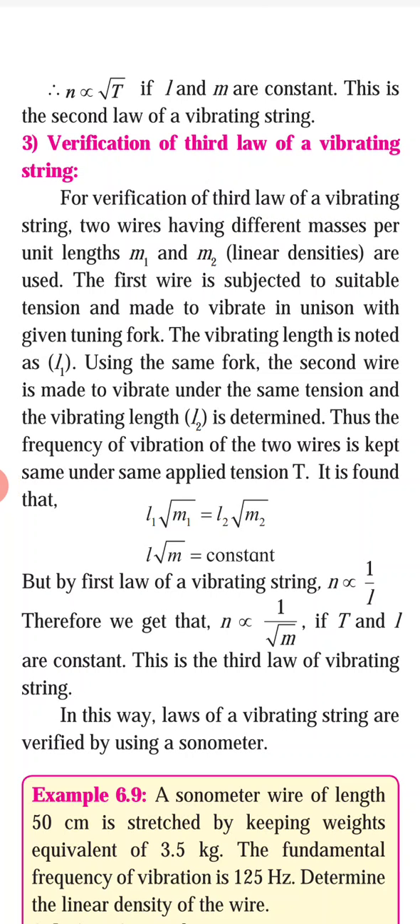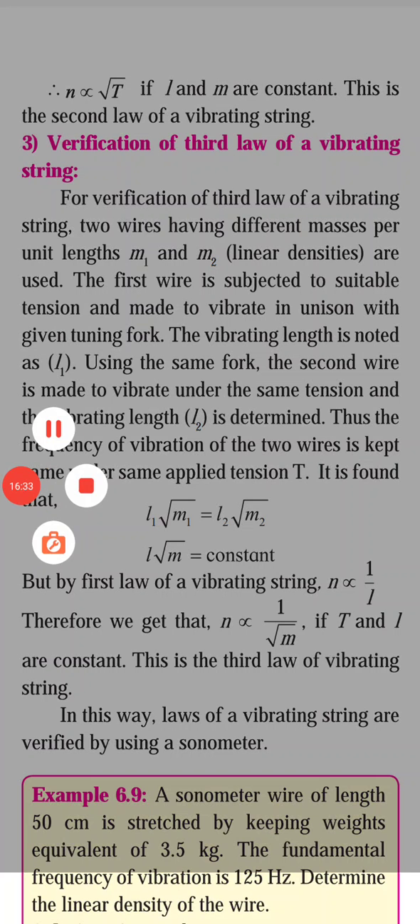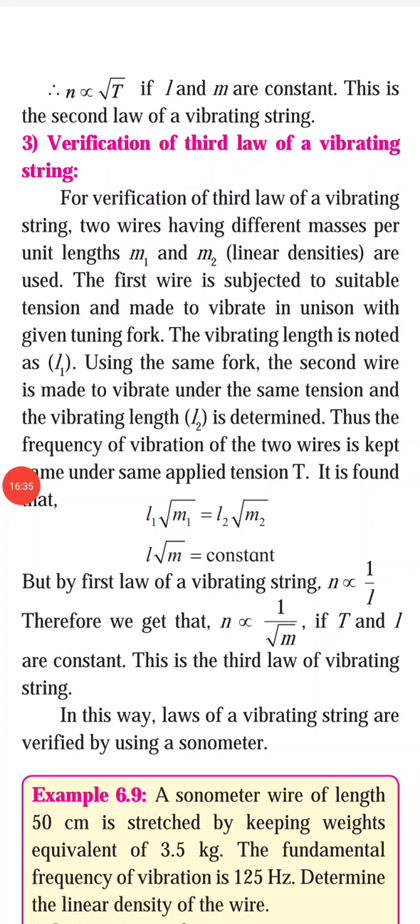So by the first law of vibrating string, N is proportional to 1 upon L. So we get that N is inversely proportional to the under root of m, if T and L are constant. This is the third law of vibrating string. So in this way, the laws of vibrating strings are verified by using the sonometer experiment.